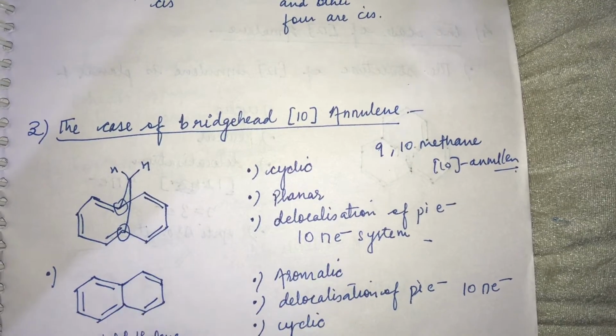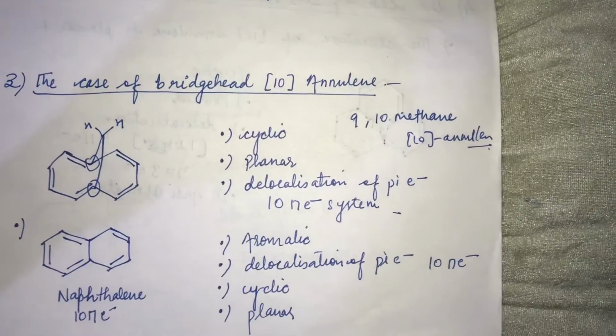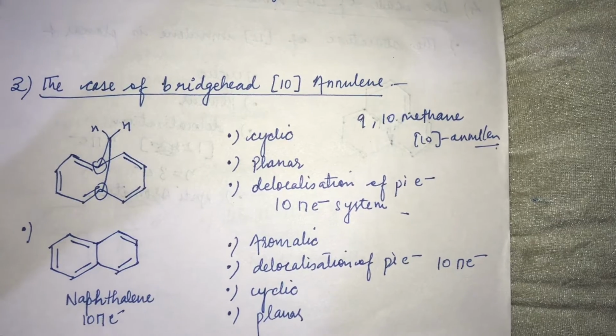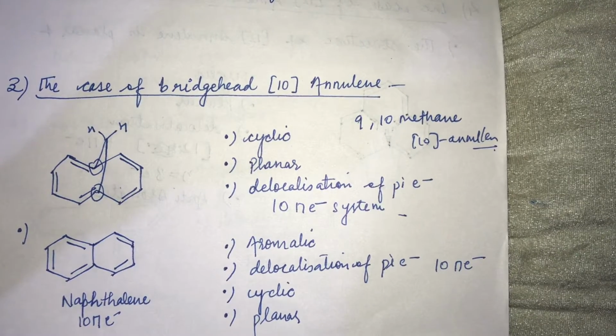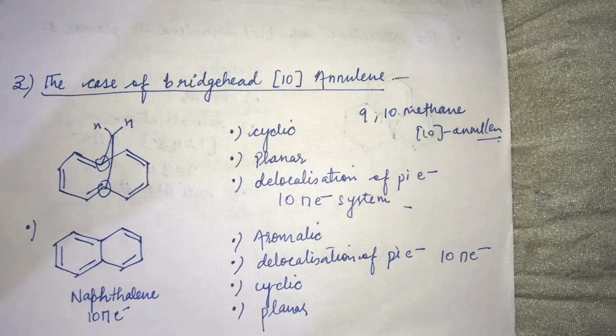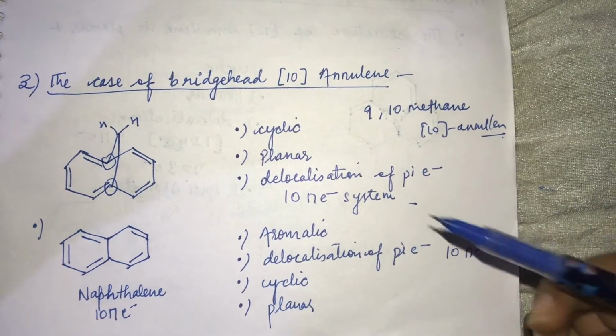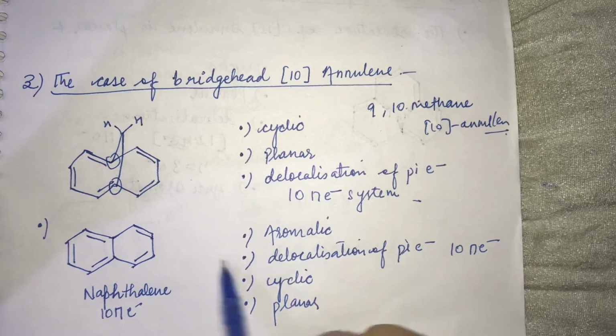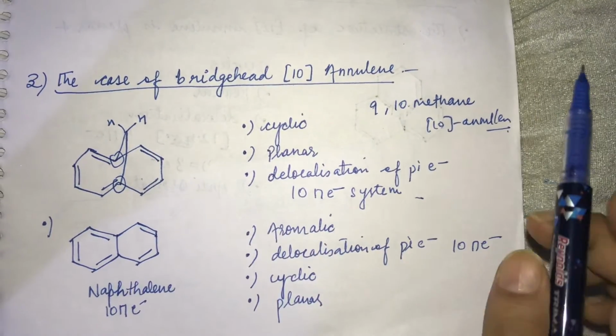Compare this with naphthalene. When we compare this structure with naphthalene, we come to know that it is a 10 pi electron system, which is aromatic, with continuously delocalized 10 pi electrons around its cyclic, planar system.